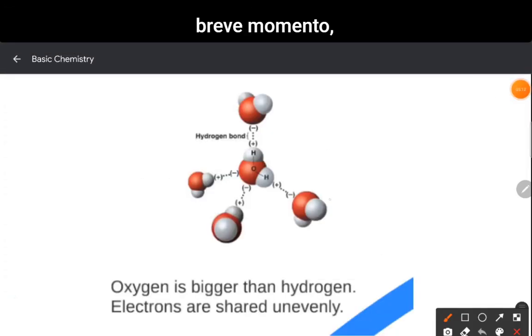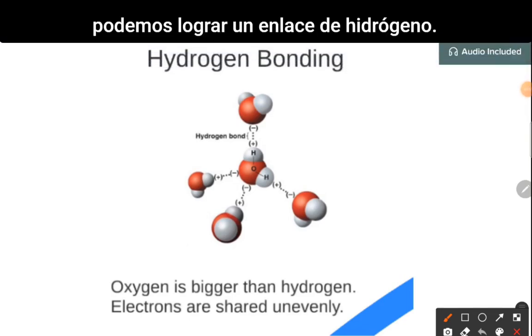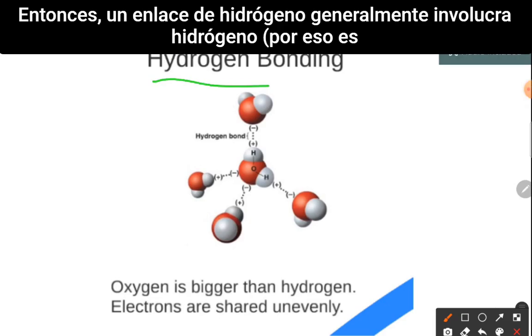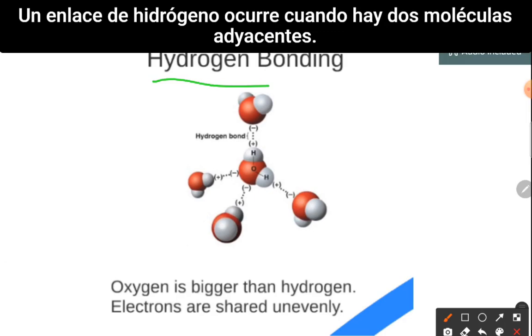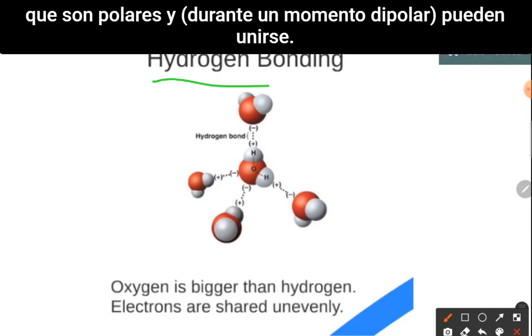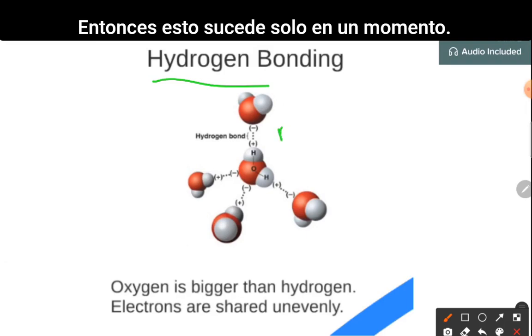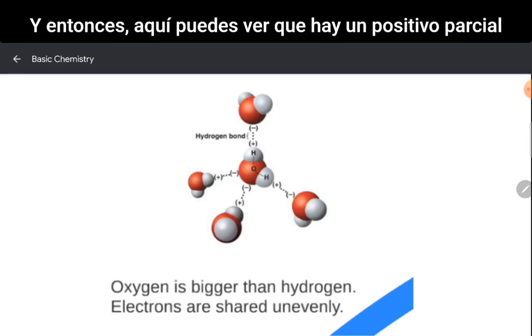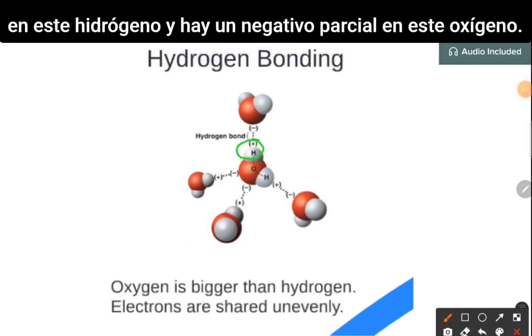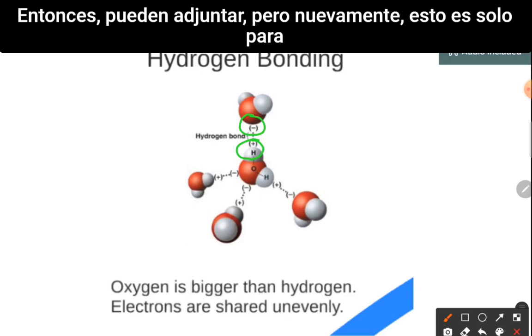During this brief moment, we can accomplish a hydrogen bond. So a hydrogen bond usually involves hydrogen, that's why it's called a hydrogen bond, but not always, just usually it does. A hydrogen bond occurs when there are two adjacent molecules which are polar and have, during a dipole moment, can attach. So this happens only in a moment. When both are having that moment, they can briefly attach. And so here you can see that there's a partial positive on this hydrogen and there's a partial negative on this oxygen. And so they're able to attach. But again, this is only for a moment.